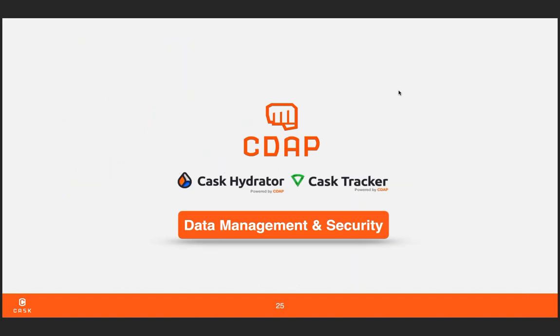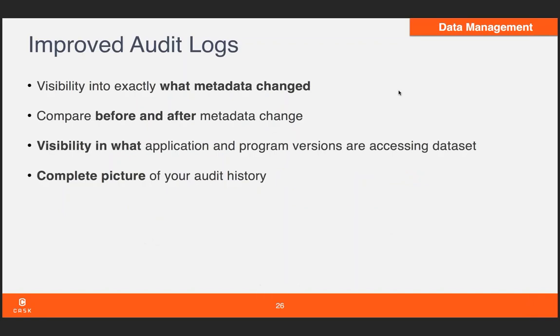Moving into data management and security. So as you guys know, Tracker provides the ability to track your data, which also presents the ability to view the audit logs. Now with CDAP 4, we will be adding improvements to the audit logs, which provides increased visibility into what actually changed, what metadata changed. We'll also have the ability to compare before and after the metadata change, be able to inspect that.